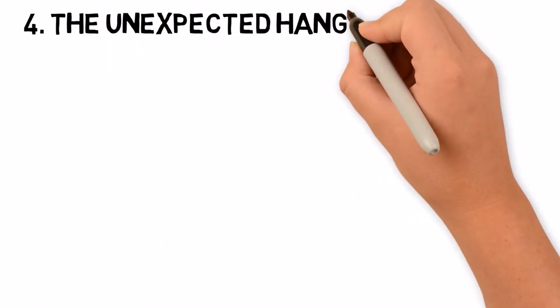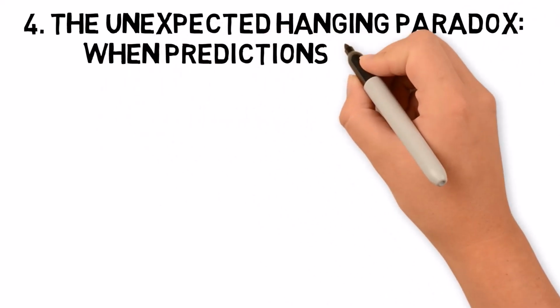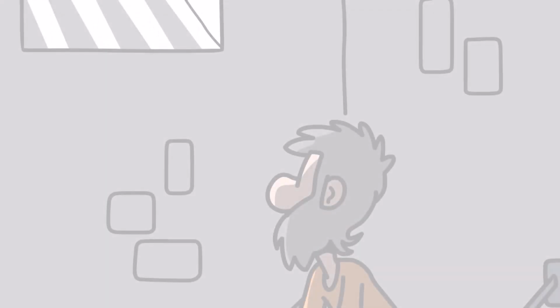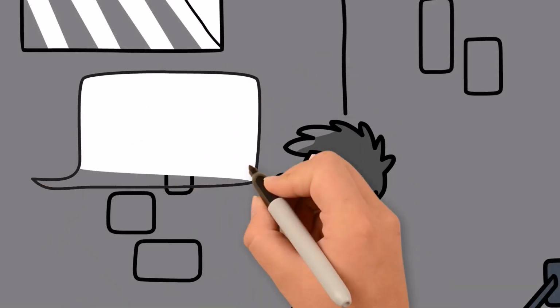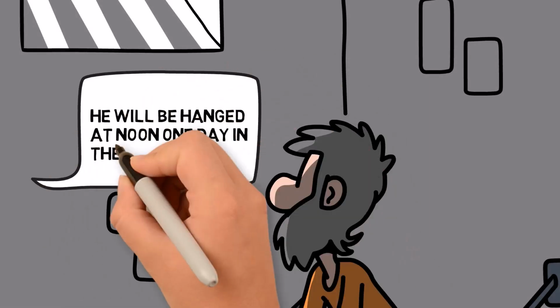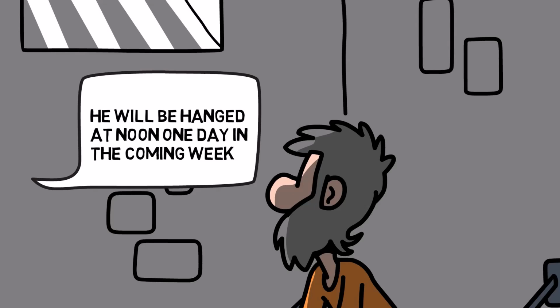4. The unexpected hanging paradox, when predictions go wrong. The unexpected hanging paradox is about a prisoner who is told he will be hanged at noon one day in the coming week, but the execution will be a surprise.